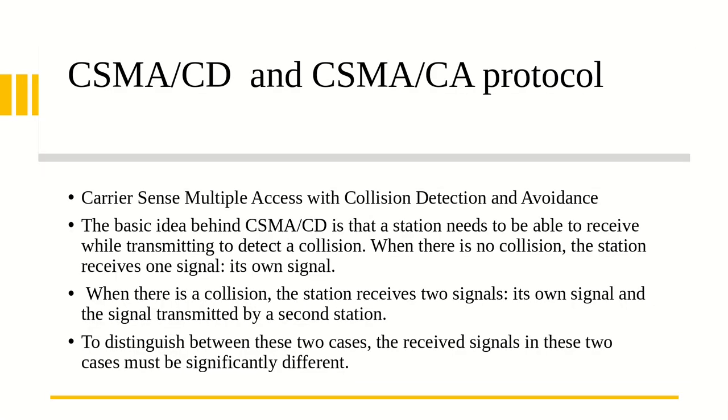Carrier sense multiple access with collision detection and collision avoidance. The basic idea behind CSMA/CD is that a station needs to be able to receive while transmitting to detect a collision. When there is no collision, the station receives one signal, its own signal. When there is a collision, the station receives two signals, its own signal and the signal transmitted by the second station. To distinguish between these two cases, the received signals in these two cases must be significantly different.